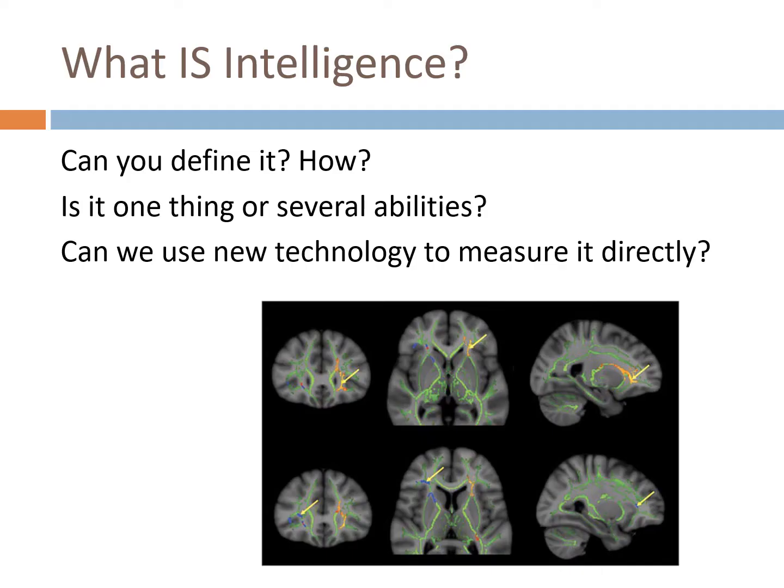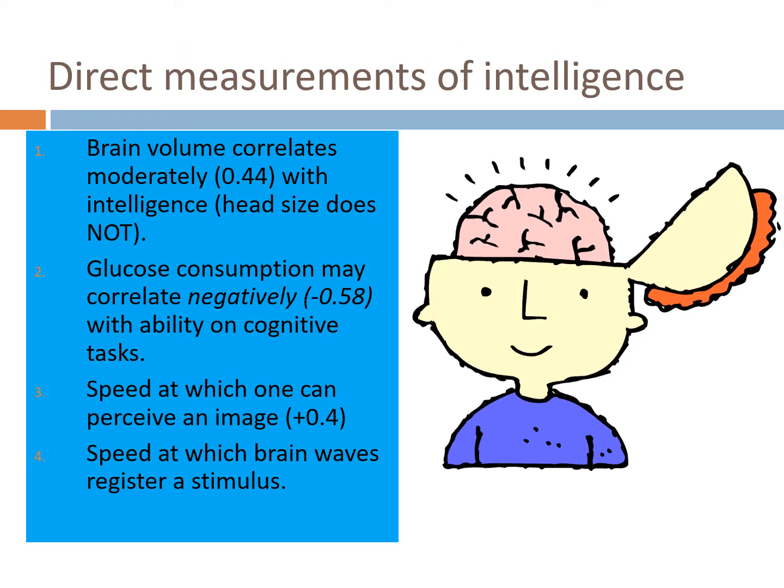So the question really is, what is intelligence, right? Can you define it? And how would one define what is considered intelligence versus non-intelligence? And is it one thing? Is there one quantifiable factor that we can boil all of human intelligence down to? Or does it consist of several abilities? And can we use new technologies like CAT scans, MRIs, amino acid testing, things like that? Can we use these new biochemical pieces of science to figure out a way to measure intelligence directly?